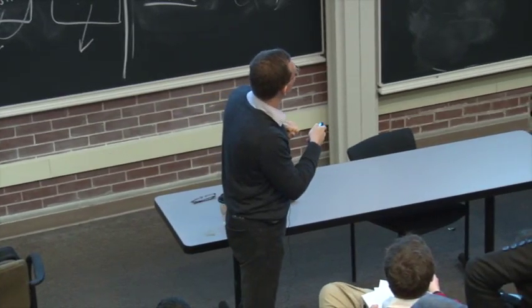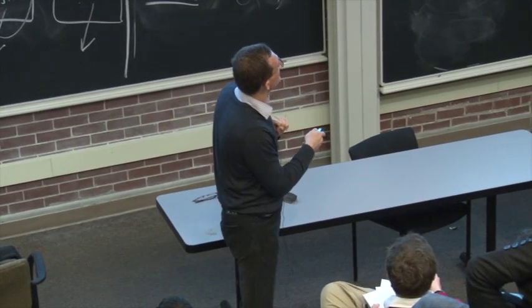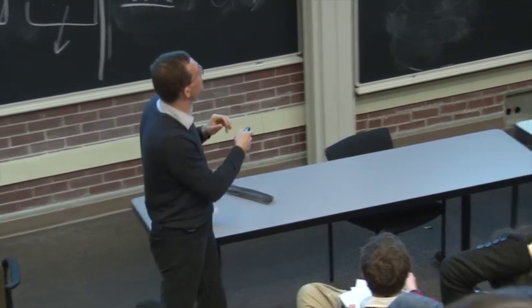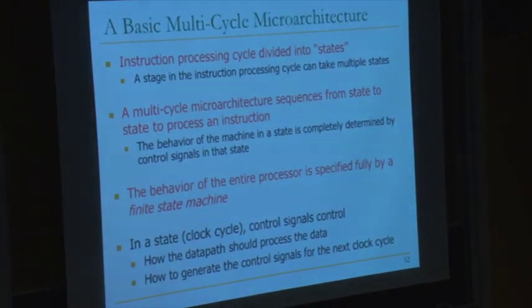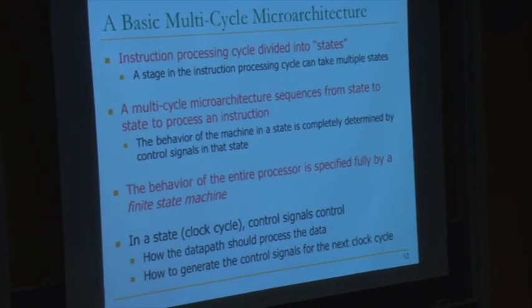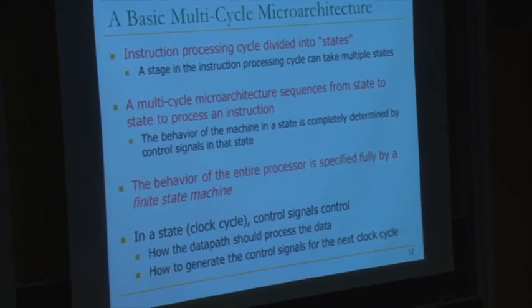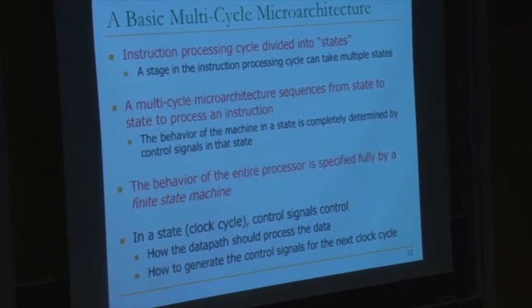So in a state or a clock cycle, control signals control how the data path should process the data. They also control how to generate control signals for the next clock cycle, because now you have multiple clock cycles, right? Your control signals, plus some other signals, determine what your control signals should be in the next cycle. And those other signals come from your data path.